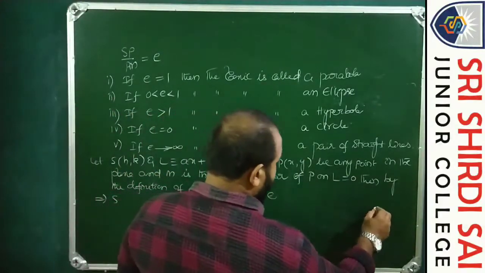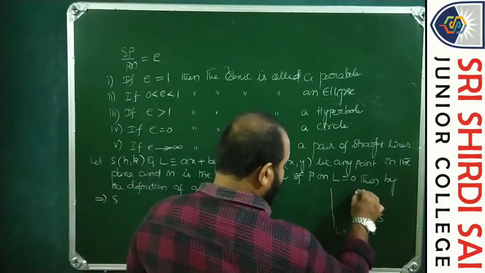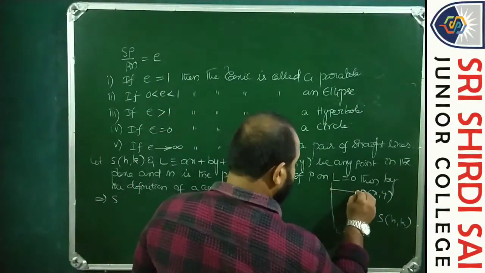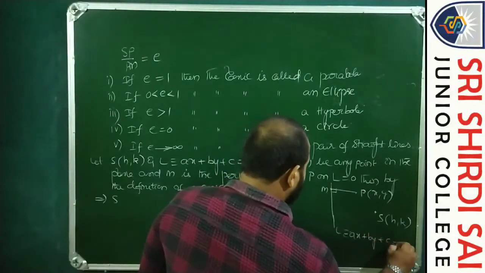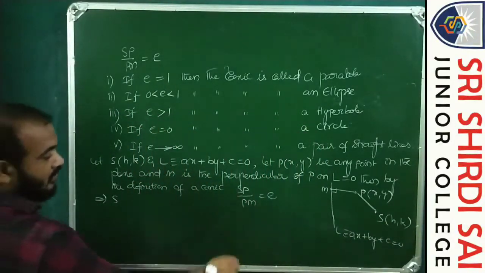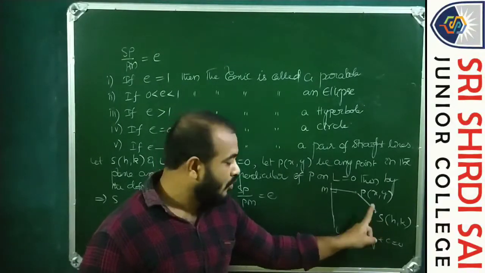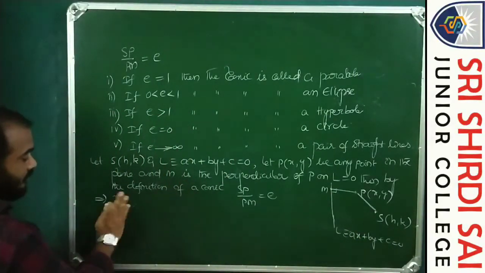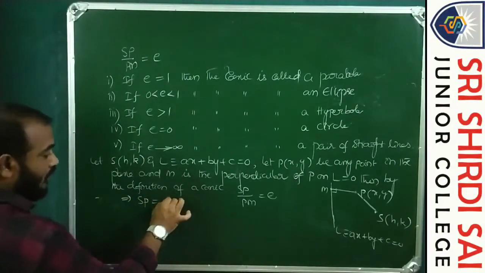So let S be the fixed point here and L equals to 0 is the fixed line and P is a point here. This is (h, k) and this is (x, y) and this is M. What is this L? ax + by + c = 0. This is SP. According to the definition, the ratio of its distance from a fixed point to its distance from a fixed line, that means SP by PM is equal to E. What is SP? Two points are there, distance formula. Otherwise, by cross multiplication, SP is equal to E times PM.